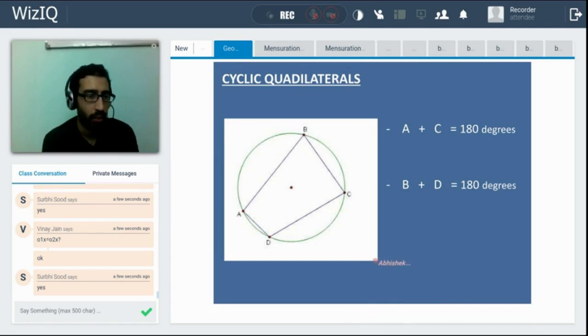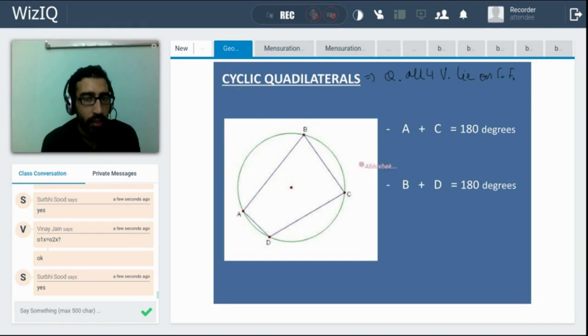Last but not the least, cyclic quadrilaterals. Now, what are cyclic quadrilaterals? Quadrilaterals whose all four vertices lie on the circumference. When all four vertices of a quadrilateral, A, B, C, D here, all lie on the circumference of a circle, you can also see this as a quadrilateral that has a circle circumscribing it. It has to be a cyclic quadrilateral.